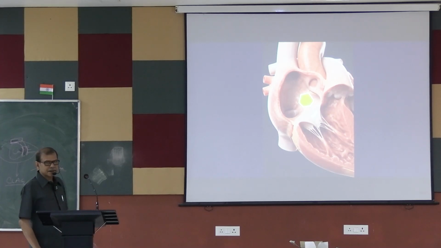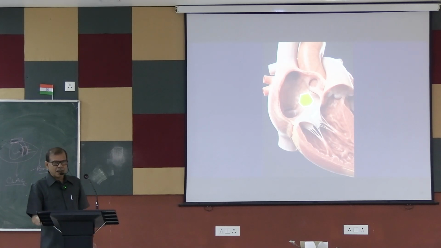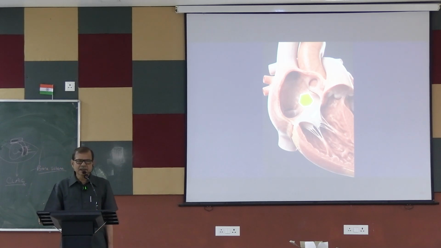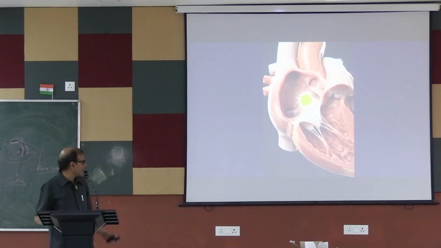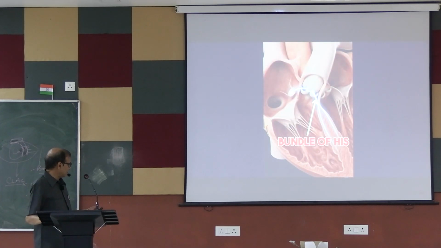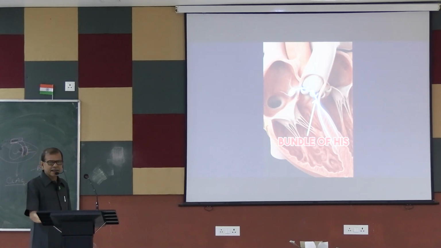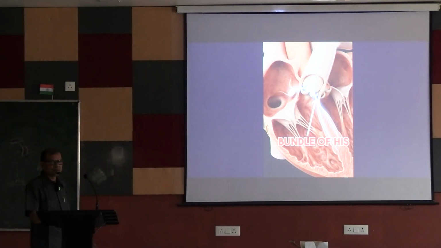The angle of Koch is produced by posteriorly the coronary sinus ostium, anteriorly the tricuspid septal annulus, and superiorly a specialized tendon. This is the bundle of His. It has an intrinsic heart rate in the range of 20 to 40 beats per minute.